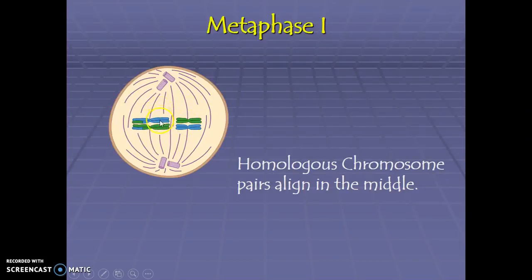Now here we have something called independent assortment or random assortment. Notice that not all the blue ones are on top and all the green ones on bottom. It's totally random which one goes where. Mom's might go on top on this one, dad's might go on top on this one, dad's on top here, mom's on top here. It's totally random, and that is where you get some more genetic variation.